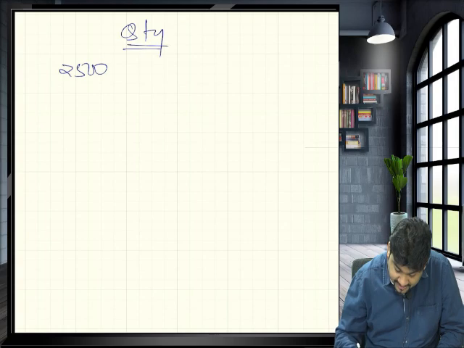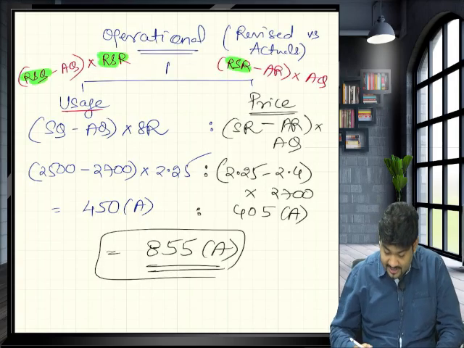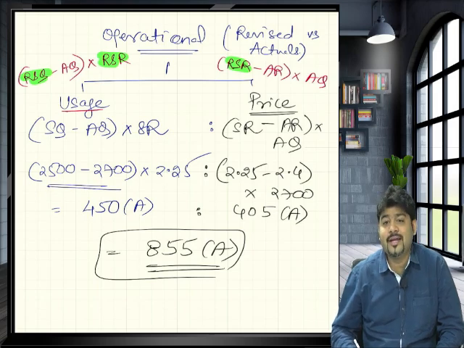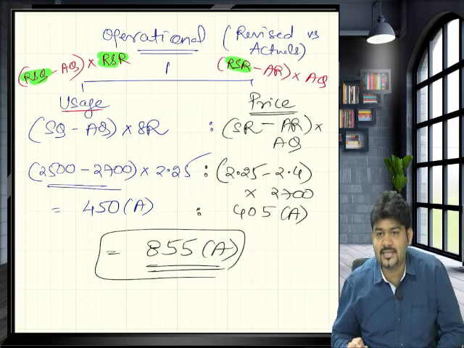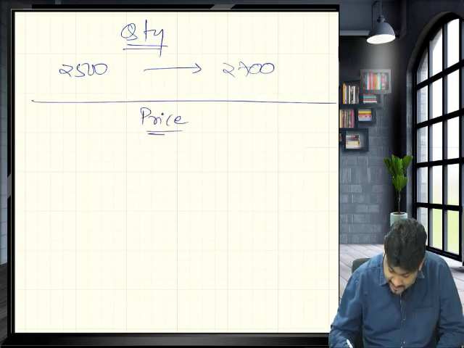Can I say 2500 to 2700 has happened? Can I say this has already been managed here? 2500 to 2700 has already been taken care of in operational usage variance. Yes? Okay. Then there is a change which has happened in terms of pricing.